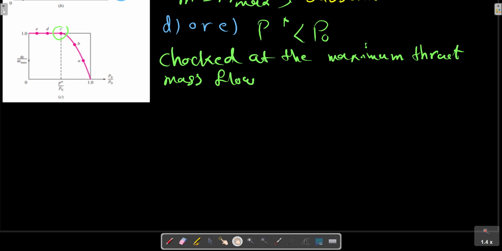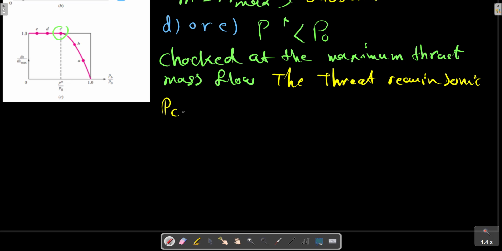The throat remains sonic with pressure at point C equal to the sonic pressure, and the nozzle pressure distribution is the same as the previous state C, as shown in this picture.